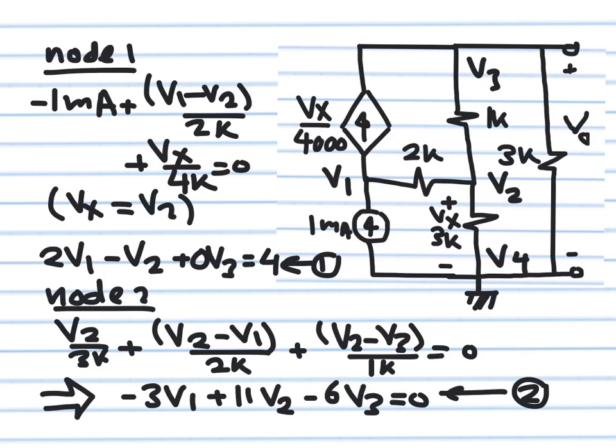I'm not showing all the intermediate simplifications. I did them in an external piece of paper. I just don't want to cram this slide here, but I encourage you to take a minute and to try to see that what I did was multiply by 6K, and then I collected all the coefficients of V1, V2, and V3.